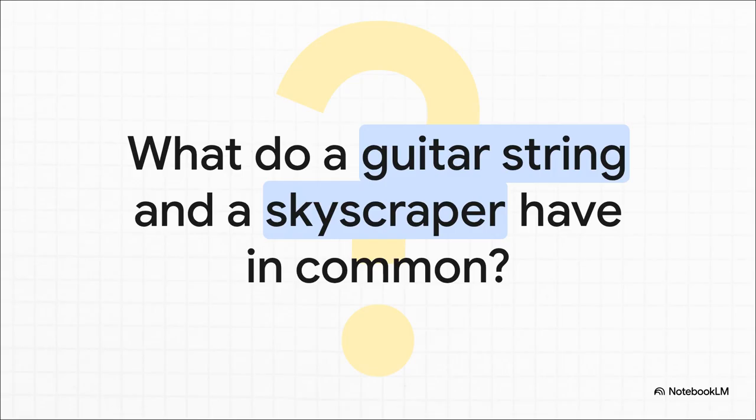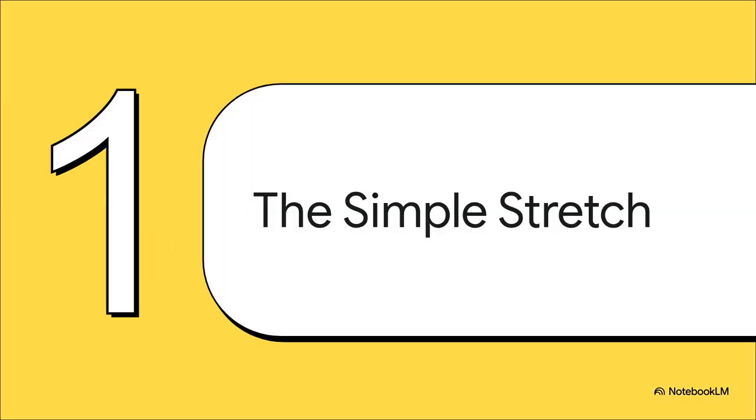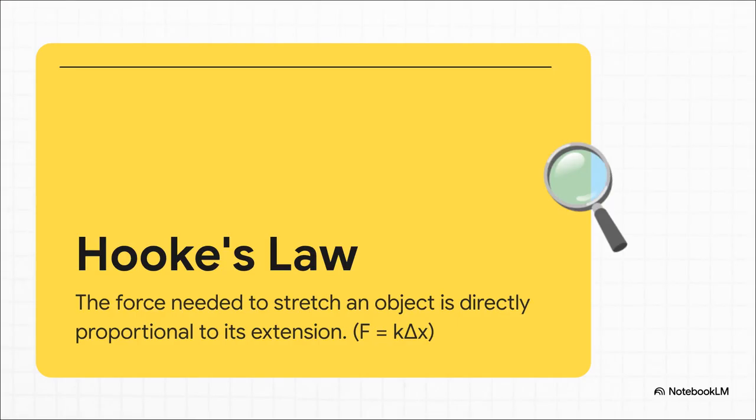So, let's start with the most basic idea. At the most fundamental level, whenever you push on something, pull it, or twist it, you're causing what physicists call deformation. It's just any change in the shape or size of an object because you applied a force. Simple as that. To really wrap our heads around this, we're going to start with a really simple, familiar idea that is the foundation for everything else we're going to talk about. This is Hooke's law, and you've definitely seen it in action 1,000 times, even if you didn't know its name.